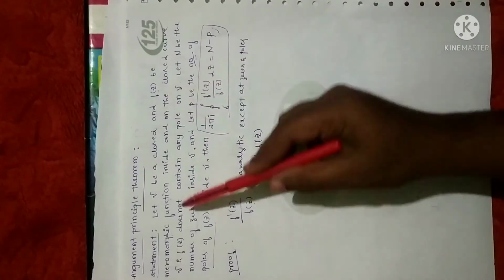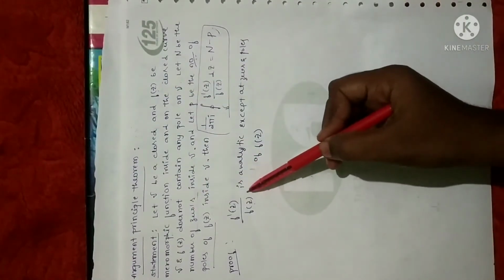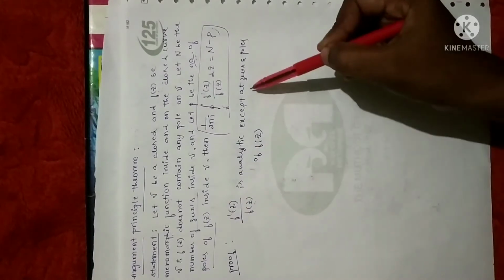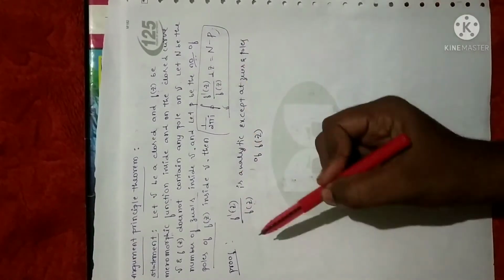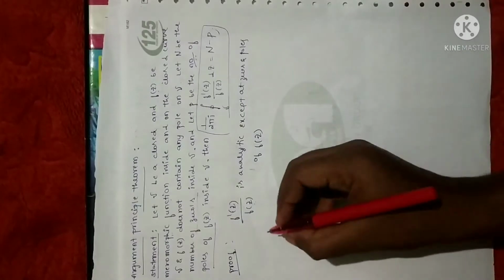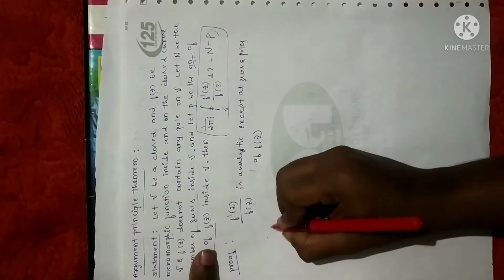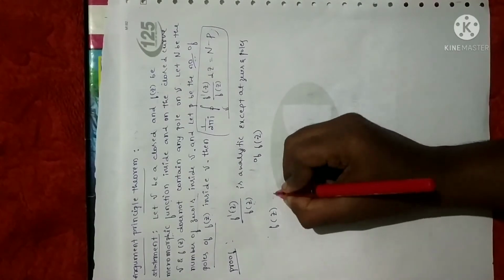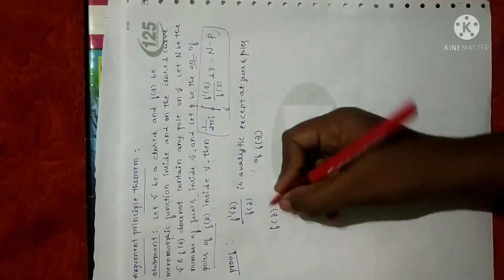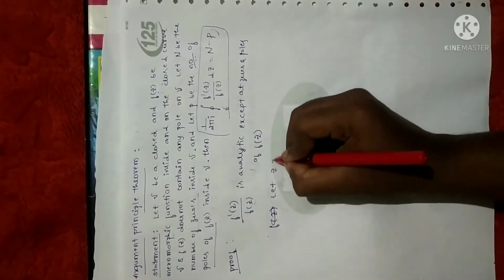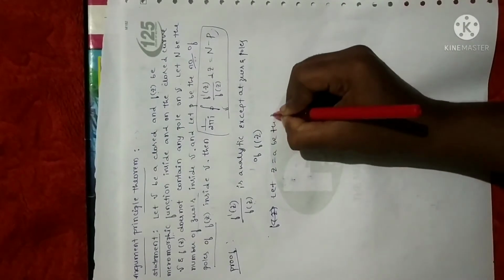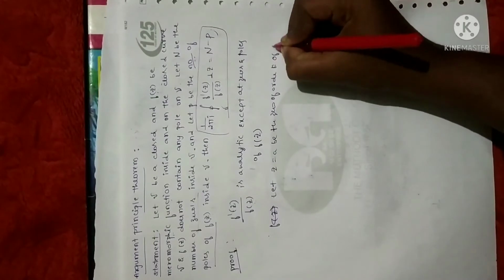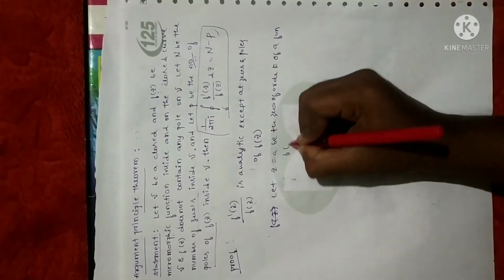So if f of z is meromorphic, I can say f dash of z by f of z is also meromorphic, in the sense that f dash of z by f of z is analytic at all points except at poles and zeros. Fine. Next, let us consider a function f of z which has a zero of order k at z equal to a, or else I can say let z equal to a be the zero of order k of the function f of z.